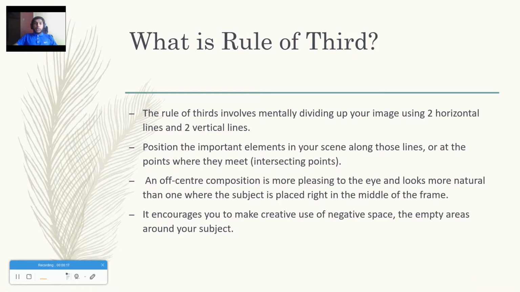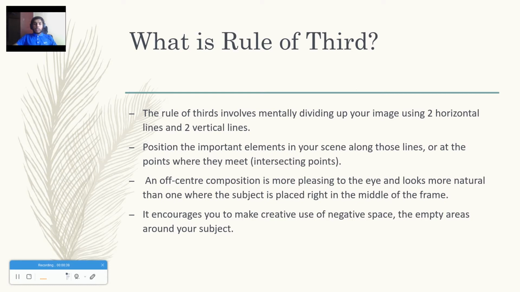So what is rule of third? Rule of third is one of the most important rules of composition while taking a photograph or recording a video. The rule of thirds involves mentally dividing up your image using two horizontal lines and two vertical lines, which eventually gives you 9 equal grids and 4 intersecting points.